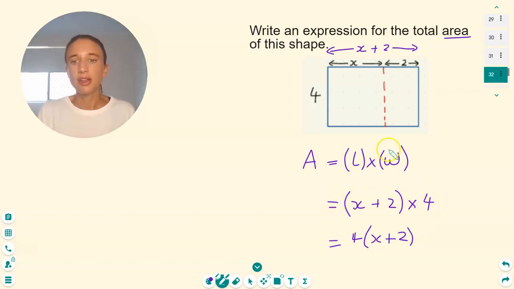And then if they said, leave your answer in factorized form, you're done. But if they said, leave your answer in simplified, expanded form, you're going to take it one step further and expand the brackets. So 4 times x, 4x. 4 times 2, positive 8. And that's what you leave it at.